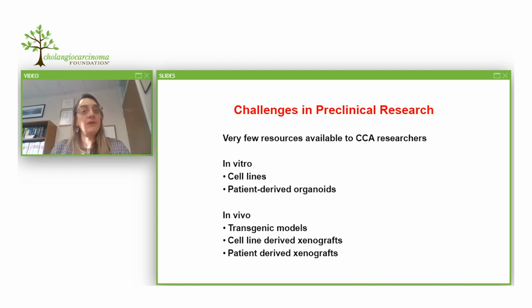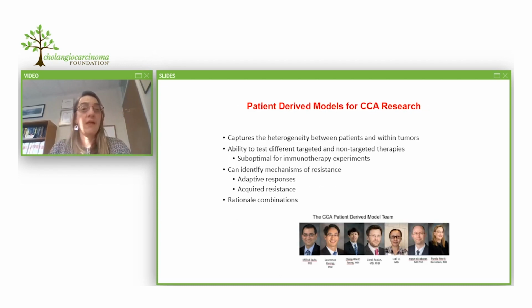Another challenge is really the preclinical research, the T0 translation that we talk about. In cholangiocarcinoma especially, we have very few resources. We don't have that many cell lines. We don't have that many patient-derived organoids. And we don't have that many in vivo models. So I think this is an area that we really need to partner on as a group to try to generate new models. An area that we focused on at MD Anderson is developing patient-derived models from cholangiocarcinoma.